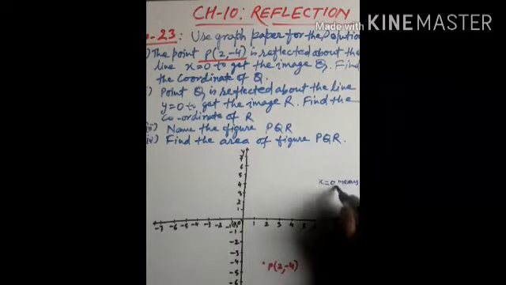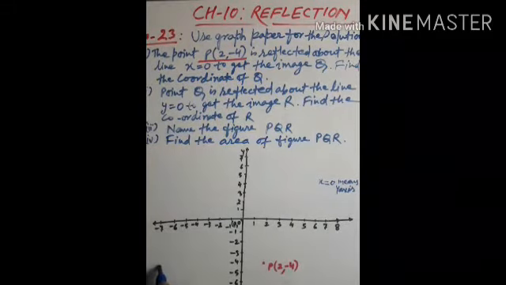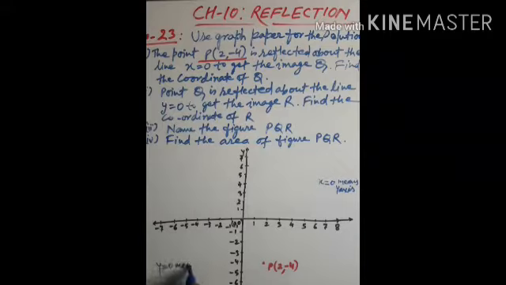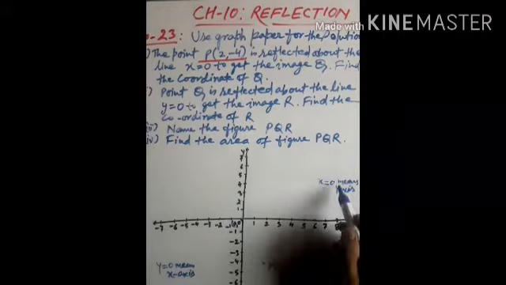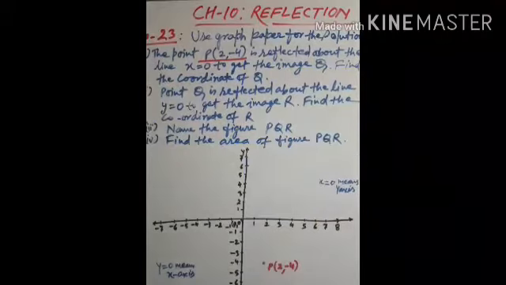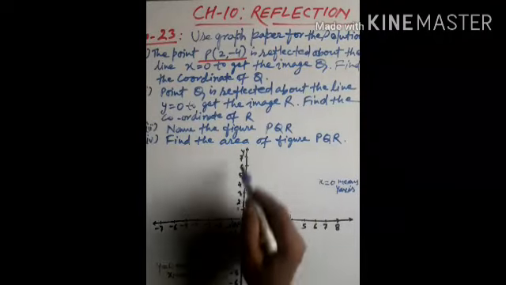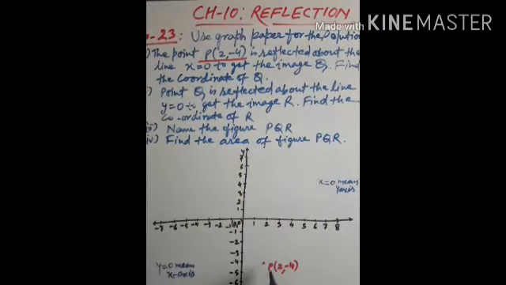Yes, x equal to 0 means y axis, and y equal to 0 means x axis. This you remember. Okay, so we have to find the image reflection of P in x equal to 0, that is y axis. So where will the image form? So this is the y axis, and the image of P is formed in the third quadrant.